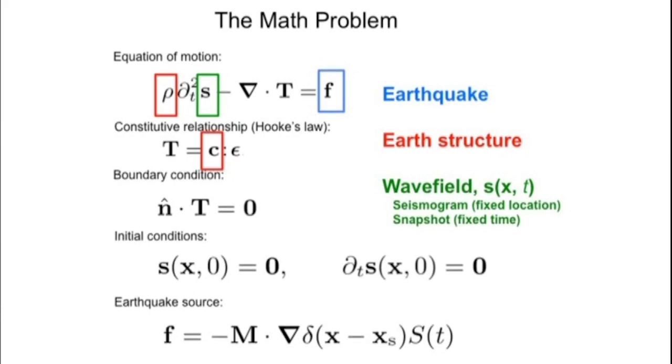density varies in the Earth and how the elastic structure varies. S refers to, in green, the seismic wave field. So it's a function of how things move as a function of space, x, and time. You can think of this in two ways. If you're standing at one particular location, then the wave field being recorded is like a seismogram. How did that one point move with time?